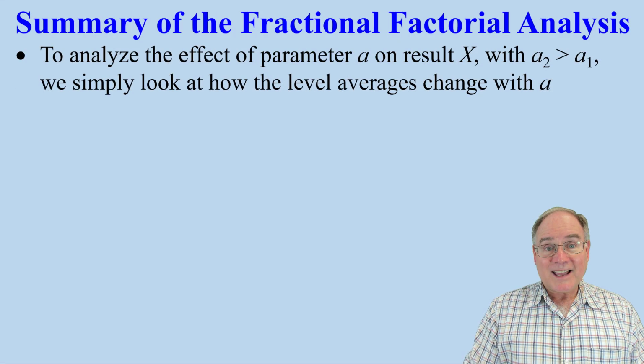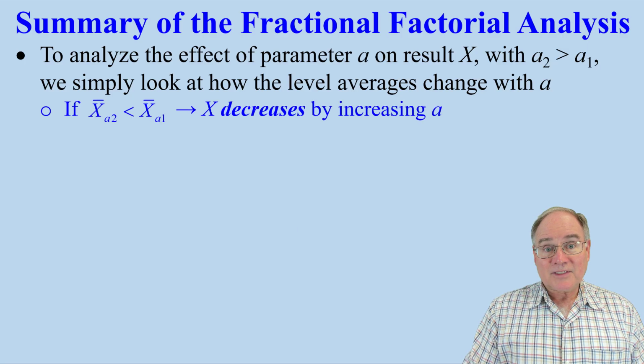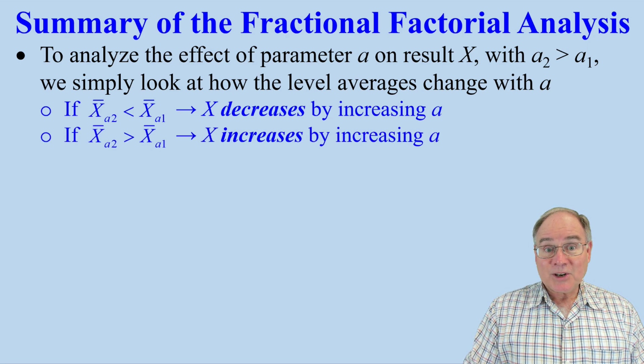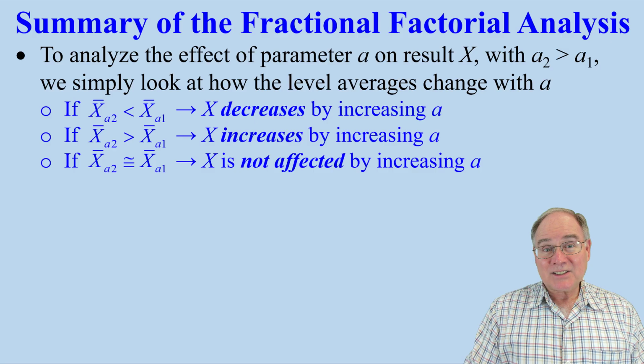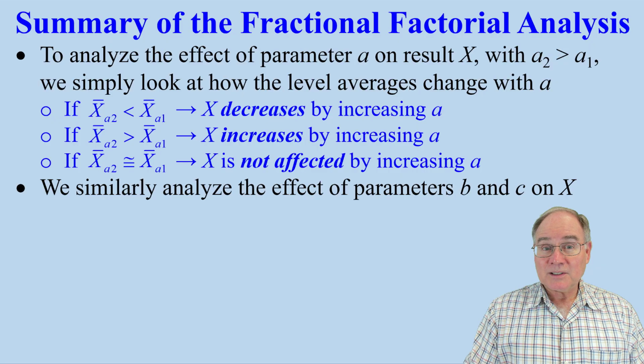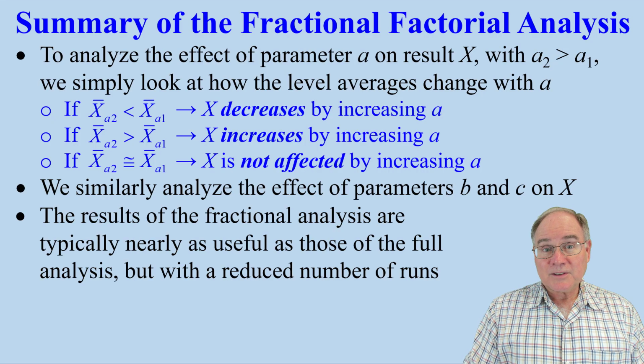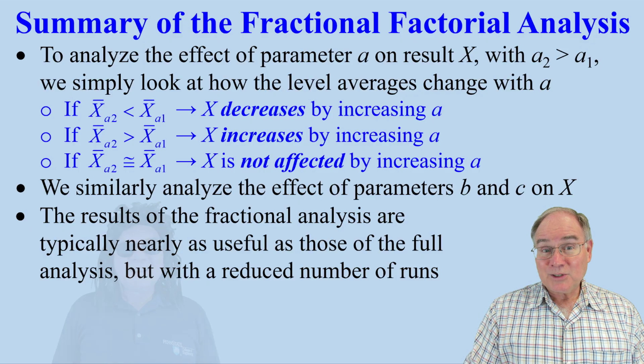In summary, to analyze the effect of parameter A on X, where let's consider A2 being greater than A1, we simply look at how the level average changes with A. If the level average decreases, that means X decreases with A. If the level average goes up, that means X increases as A increases. And if there's hardly any change, it means X is not really affected by this parameter A. We do a similar comparison for the other two parameters. The results of this fractional factorial analysis are typically nearly as useful as those of the full factorial analysis, but with a reduced number of runs.